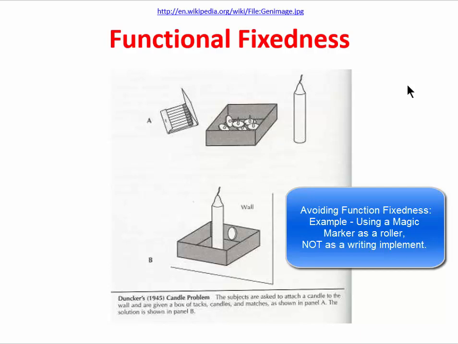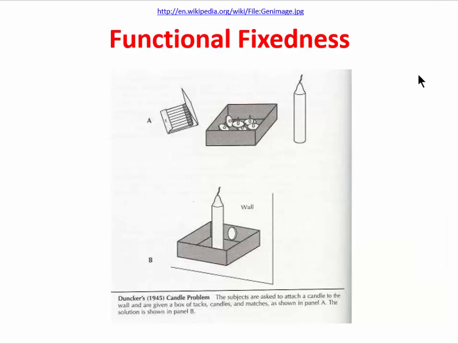We usually write with magic markers. But here, you might put the magic marker down on the floor and use it to roll out some fairly heavy object. Now, the somewhat circular nature of the magic marker is being functionally used, and this isn't the way we normally think about magic markers, but you could use it as a rolling log. This would be an example of getting around functional fixedness, the idea that a magic marker is only used for writing.